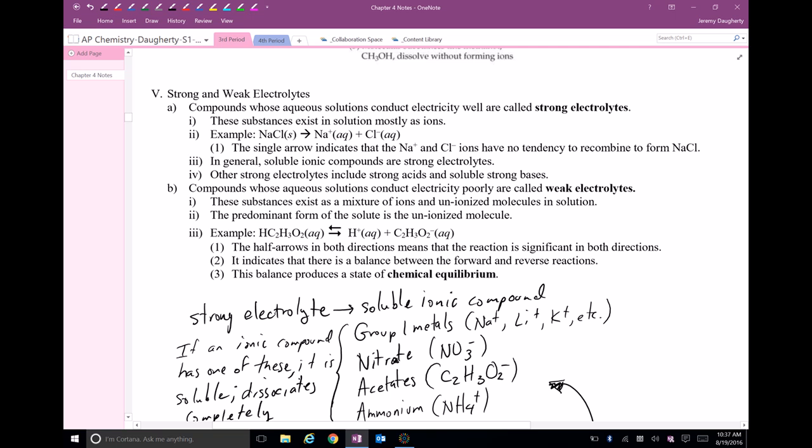If they conduct electricity very, very well, it's a strong electrolyte, and they exist mostly as ions. We use the single arrow for the yield symbol, and that indicates we have almost entirely just the products. In some cases, we do have just the products, so we say that the reaction goes all the way to completion if there's a one-way arrow there. So, for instance, here with the sodium chloride, I only have the sodium ion and the chloride ion.